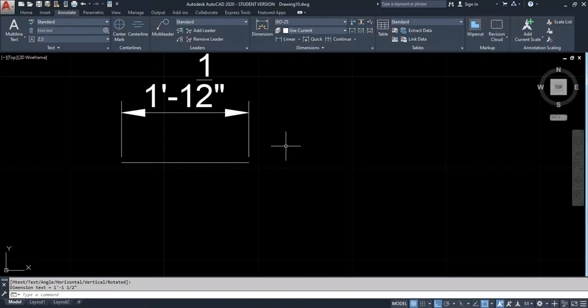Mostly it is used by architectural people. That's why they gave the name architectural unit. It's kind of an old version because nowadays we create everything in metric or in common inches only. So this is how you're going to give the input for architectural unit.